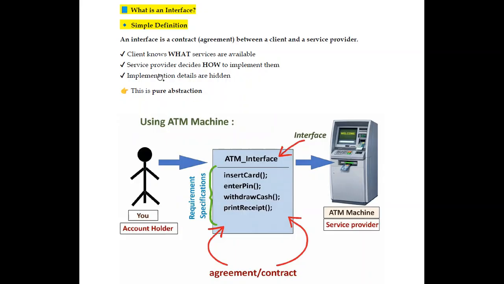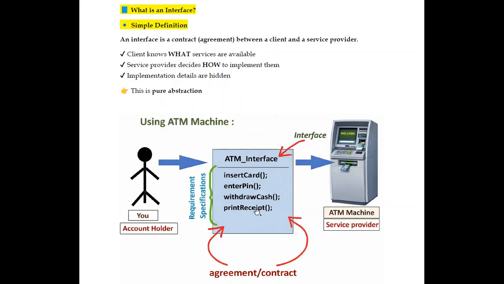What does that mean? The client knows what services are available in that ATM, so they are clearly defined. Insert card, enter PIN, withdraw cash, print receipt. These are the specifications, the requirement specification by the client. The client knows what services are available in the ATM machine, and the ATM machine provides these specifications. So this ATM interface gives the specifications. These are the services offered by the ATM, and the ATM interface informs the client of this information. These are the requirement specifications: insert card, enter PIN, withdraw cash, print receipt.